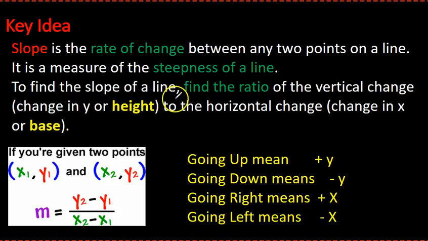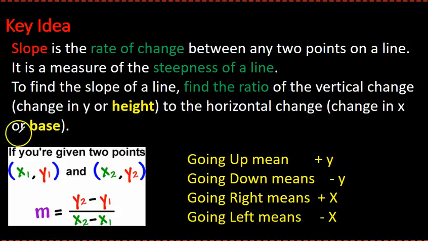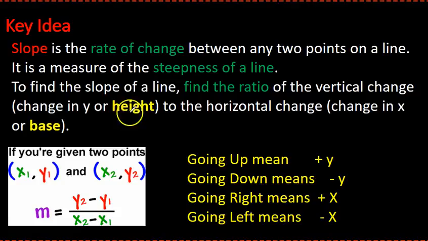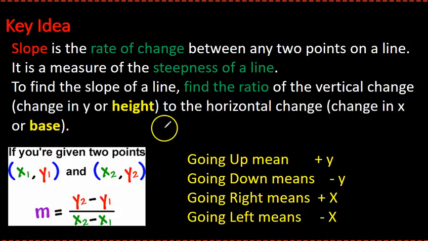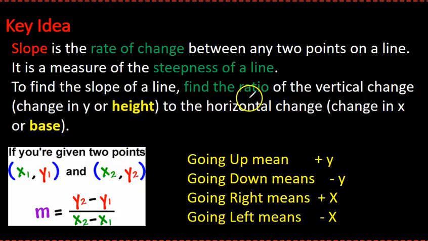So to find the slope, you just find the ratio of the vertical change over the horizontal change. The vertical change is the height. If it is like a triangle, the height and the base always make a right angle. So the height is the vertical change, the base is the horizontal change. In the coordinate plane, changing y is the height, the vertical change, and changing x is the horizontal change.